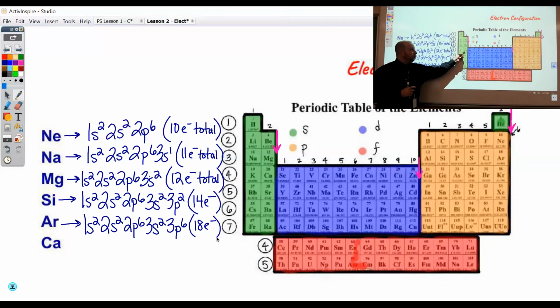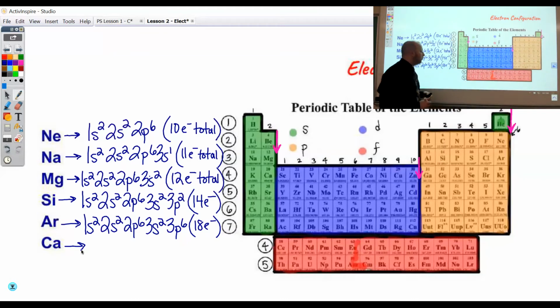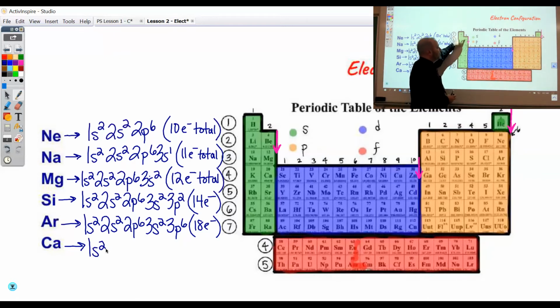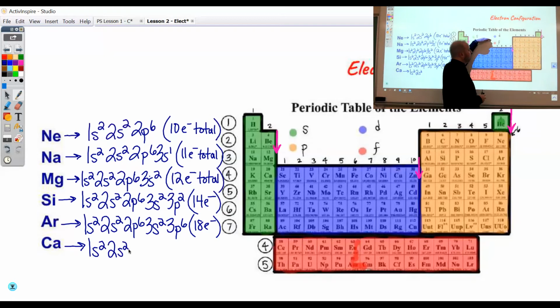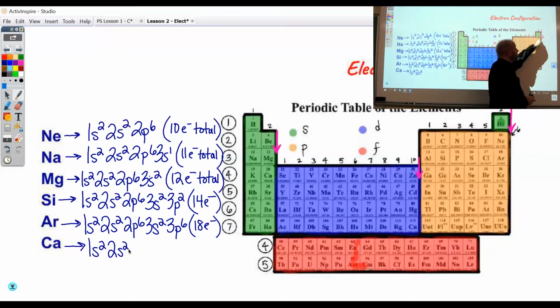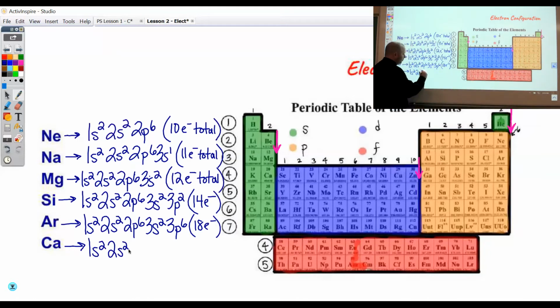And then finally, my last one that I'm going to try on this page is calcium. So we're going to go all the way across. We're going to stop here. We're going to write down 1s2. Start here on the second energy level. Go to our first stopping point. We write down 2s2. Next part, we're going to go all the way across, and we're going to stop right here. We're going to write down 2p6.